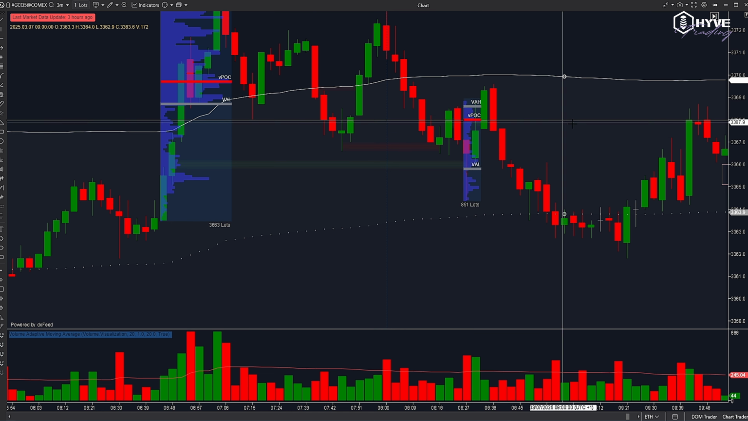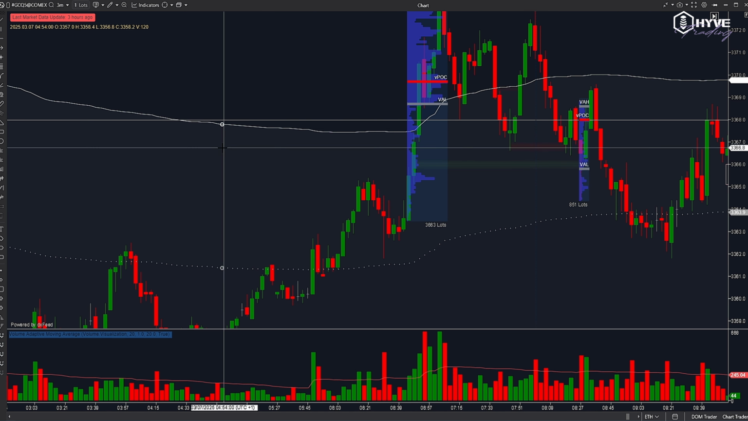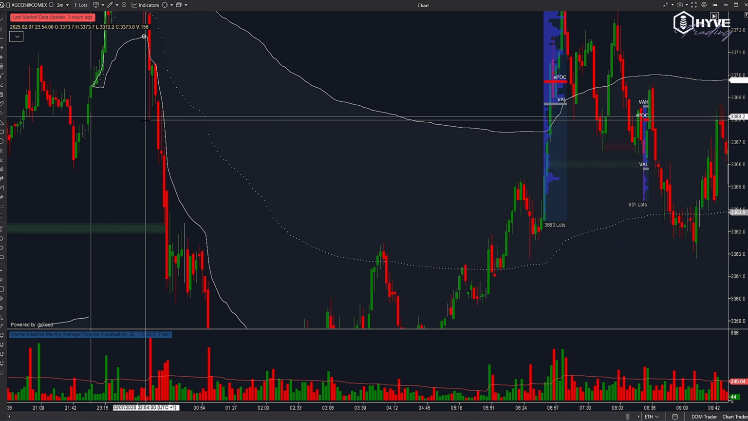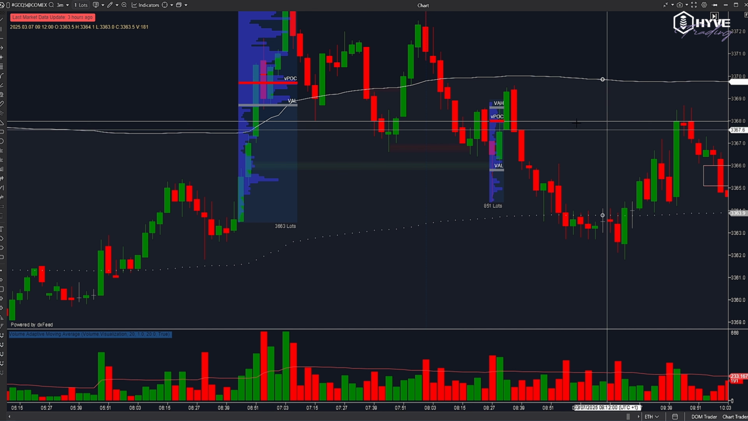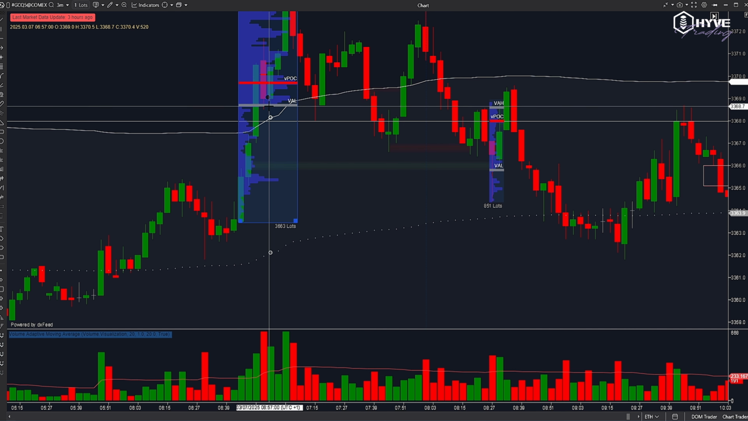It also rejected the lower line. So the low of the selling climax low, right? It also rejected that point. And this time around, it rejected these aggressive buyers. It rejected the value area low.